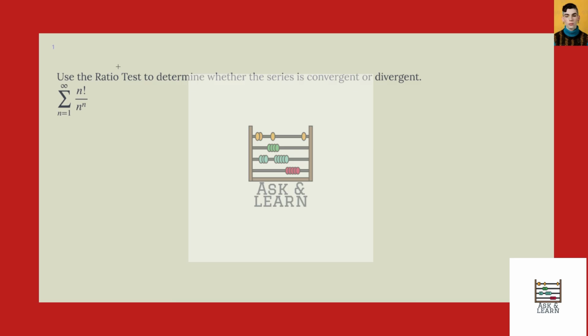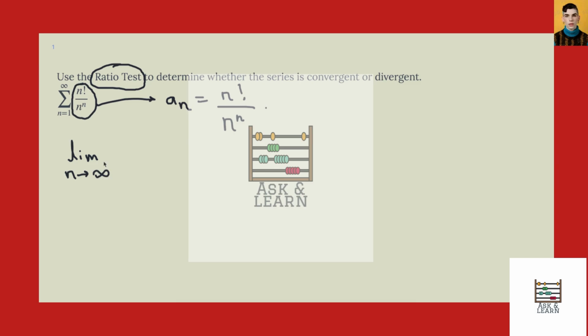Let's use the ratio test to determine whether the series converges. So here, let's look at this term, a_n. a_n equals n factorial over n to the n power. Now the ratio test suggests that we look at this limit here, the absolute value of a_(n+1) over a_n.